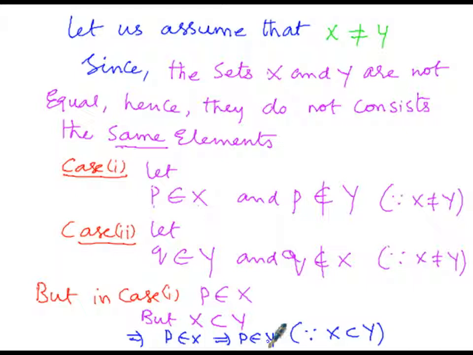But here we assumed P does not belong to Y. So P is not present in Y. But here I got P belongs to Y, which is a contradiction. So our assumption is wrong. So X not equal to Y is a wrong condition which we have assumed. So now let us see the second case also.